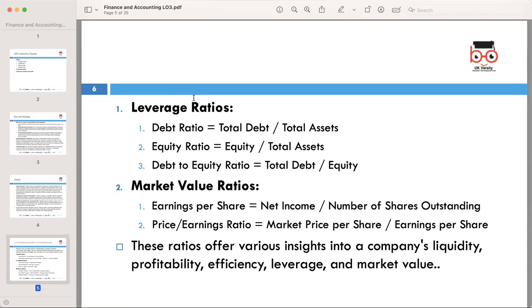Another important ratio is the debt to equity ratio, which shows us the amount of debt a company has in relation to its equity. It helps us evaluate the company's reliance on debt financing and its financial risks.